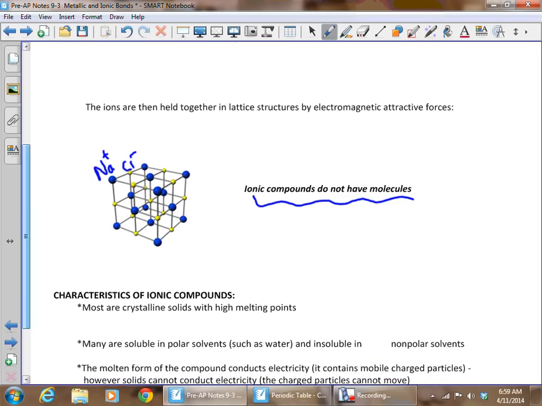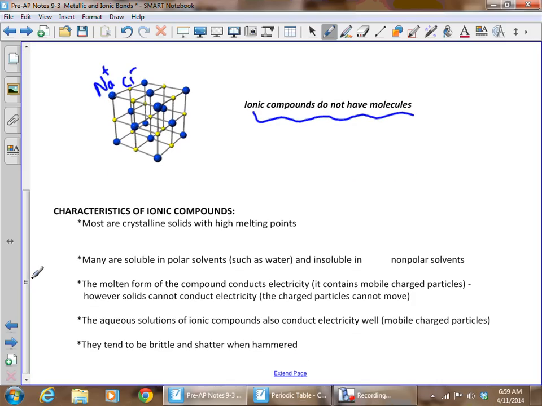Now, because of that lattice structure, ionic compounds have some characteristics. Most are crystalline solids with very high melting points. That electromagnetic force of attraction is very strong, so it takes a lot of heat to melt an ionic compound. They tend to be soluble in polar solvents like water and insoluble in nonpolar solvents. Polar solvents, we'll learn a little more about those later, but they have kind of these charged ends, and they are attracted to an ionic compound like no other.